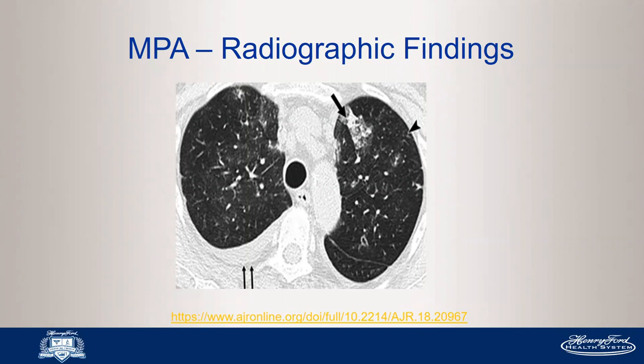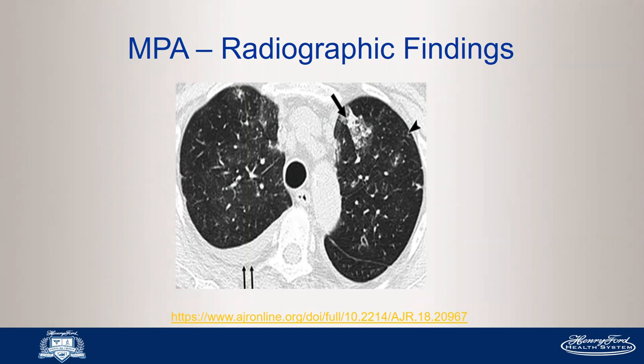And then what do you see? What is the arrow pointing at the top? Yeah, ground glass and consolidation, right. So there's no classic finding here. With GPA, you see a lot more cavitation. With MPA, you see very nonspecific features. You'll see micronodules, ground glass opacities. You might see evidence of capillaritis, so diffuse alveolar hemorrhage, just diffuse ground glass. So cavitation is not as common with this disease as it is with GPA.